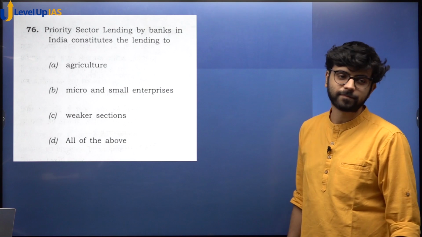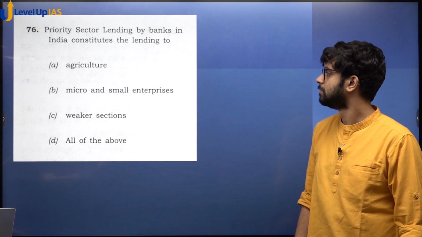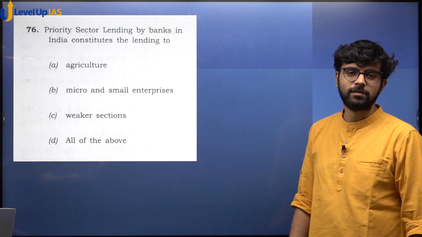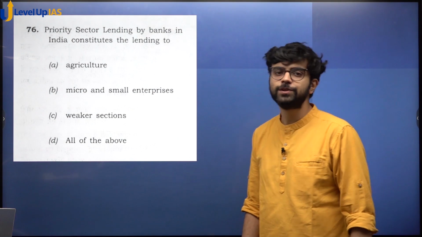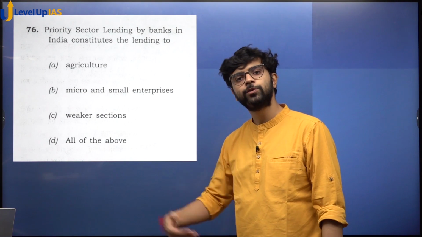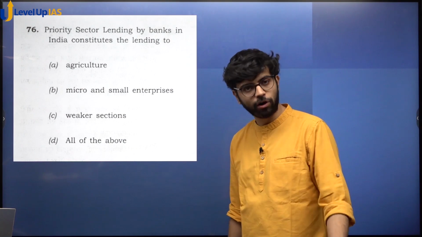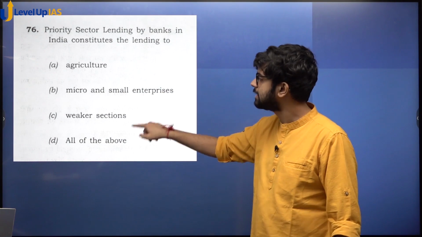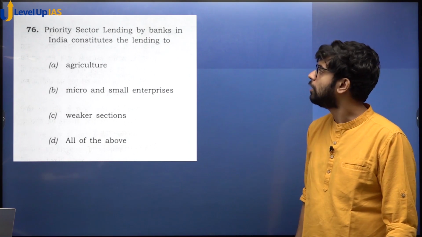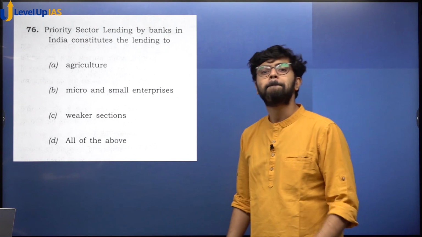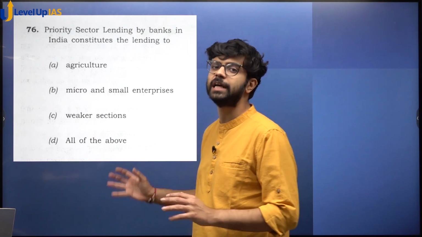There are 8 major sectors, you should know all of them, and currently new sectors are also added, renewable energy and all of that. In this case it is all of the above. What is PSL, priority sector lending? Mandatory lending by banks to these sectors so that credit flow is ensured at a minimum level.